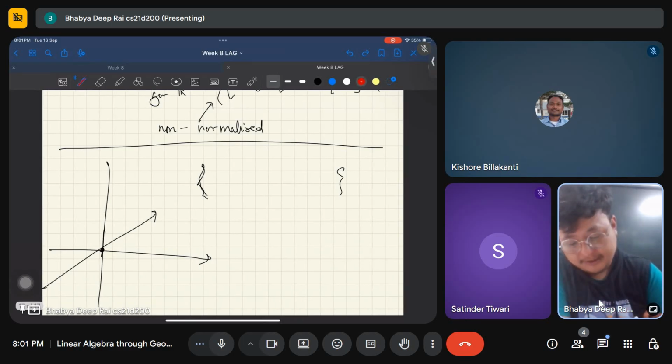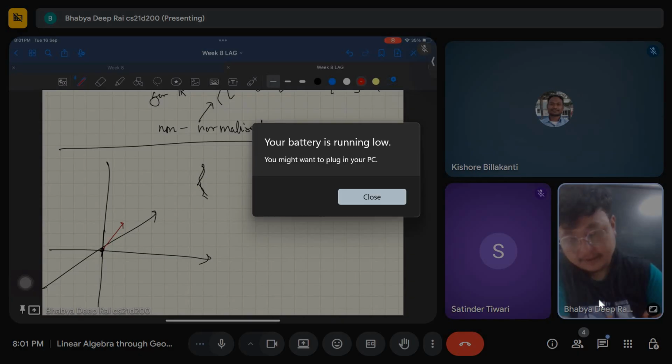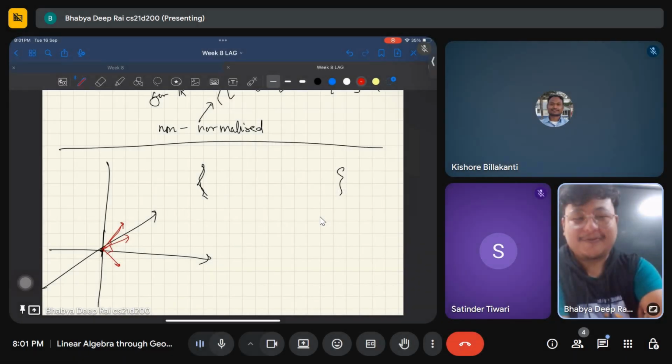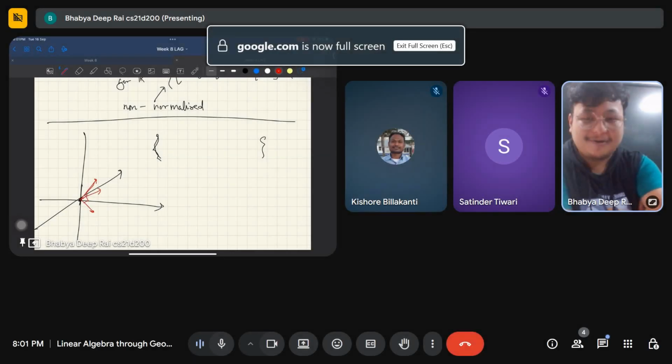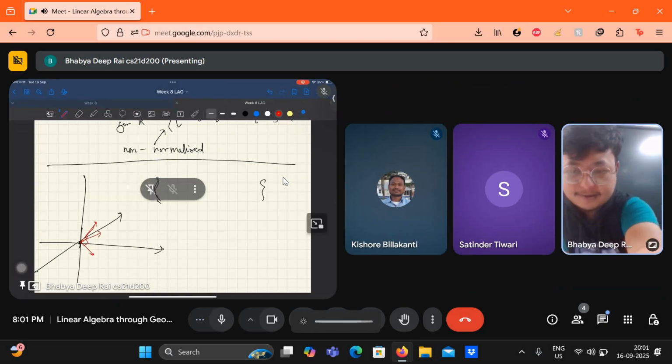So you want something like this, where they are perpendicular to each other. And if you recall, can you think of a concept where all the vectors are perpendicular to each other?